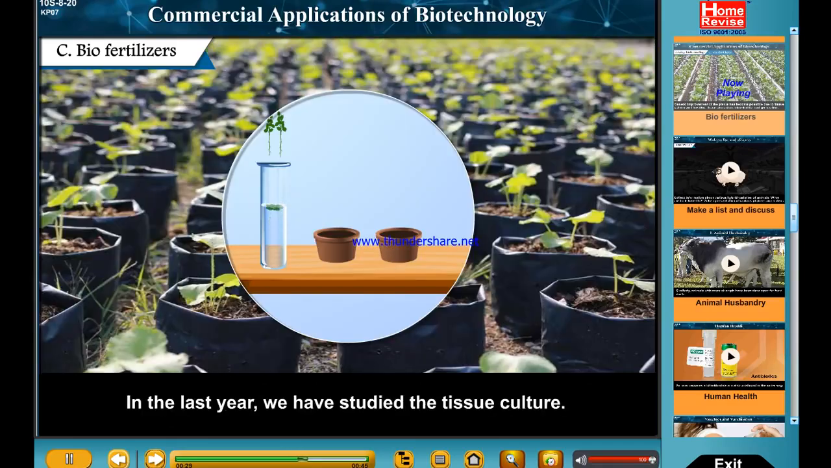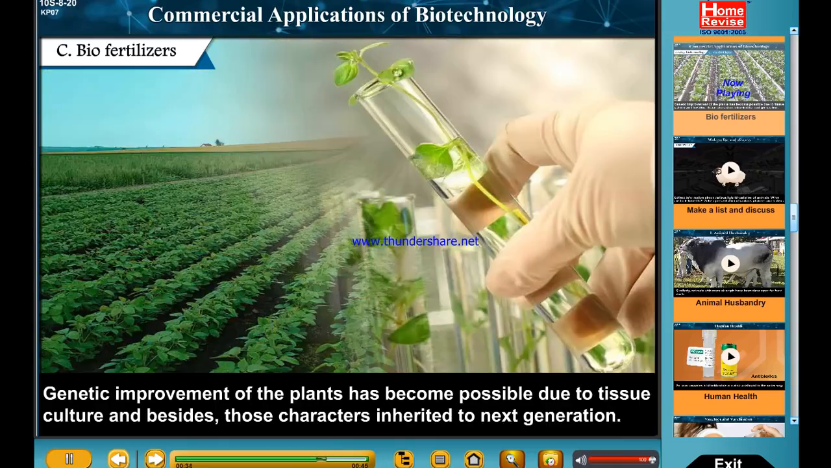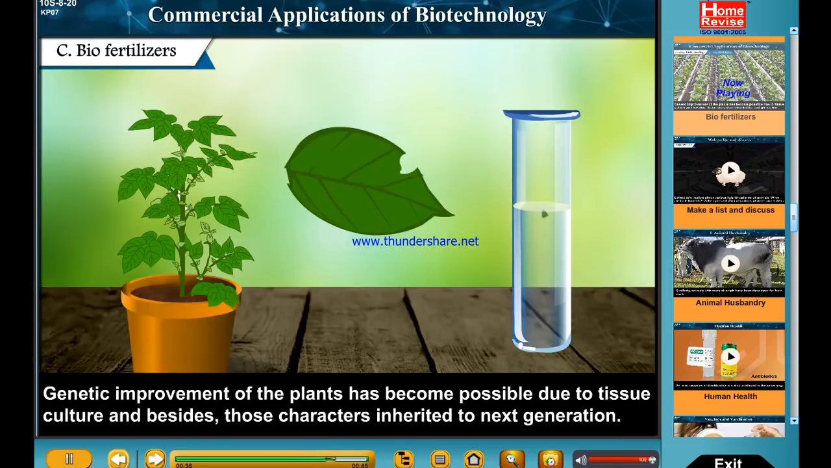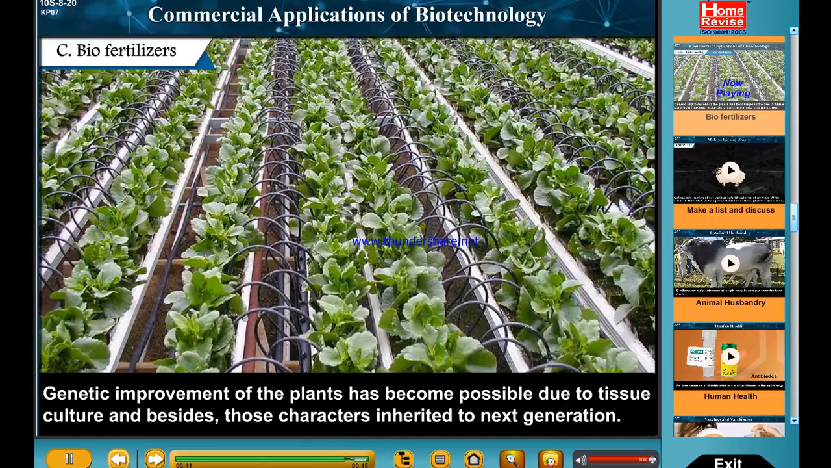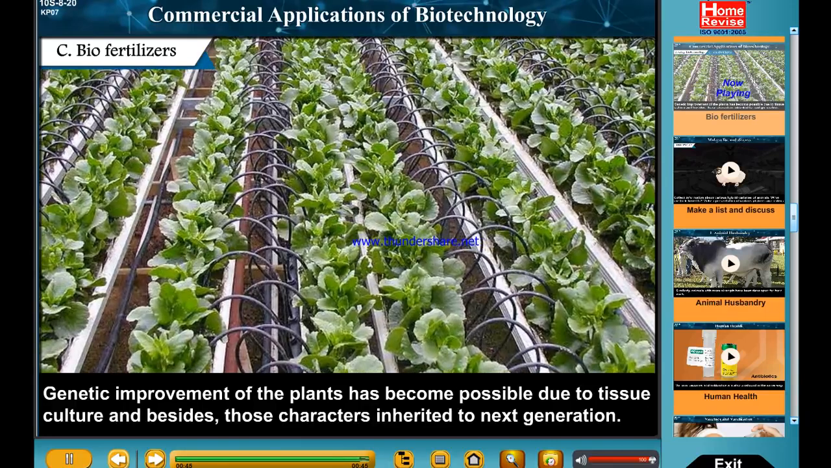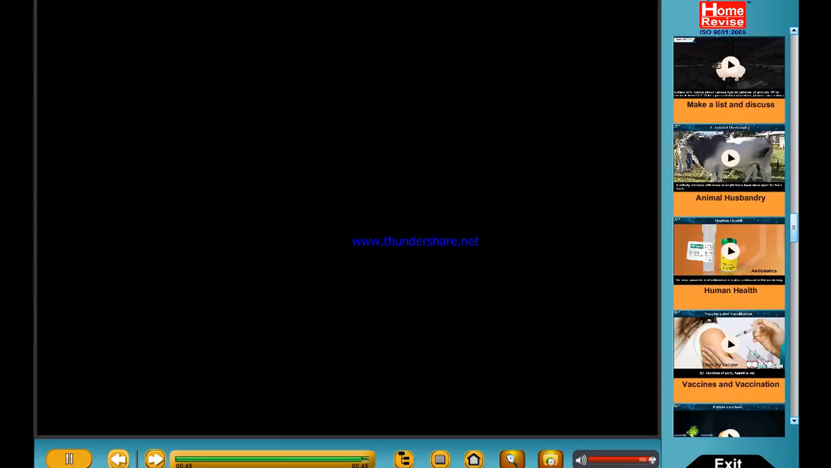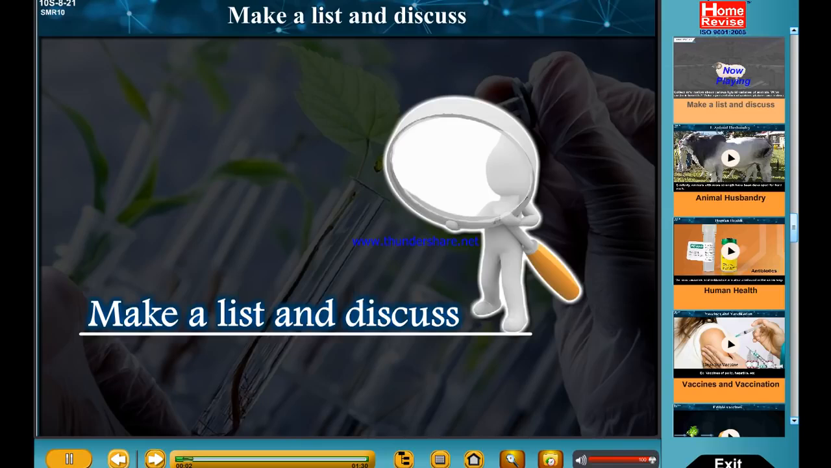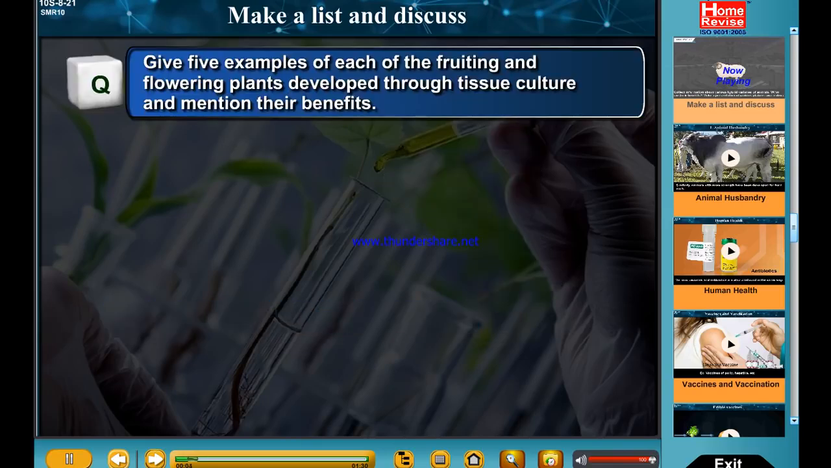In the last year, we have studied the tissue culture. Genetic improvement of the plants has become possible due to tissue culture and besides, those characters are inherited to next generation. Make a list and discuss. Give 5 examples of each of the fruiting and flowering plants developed through tissue culture and mention their benefits.